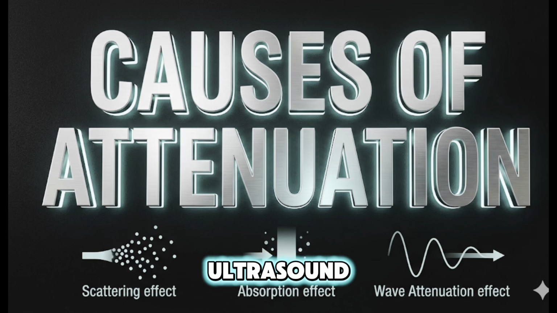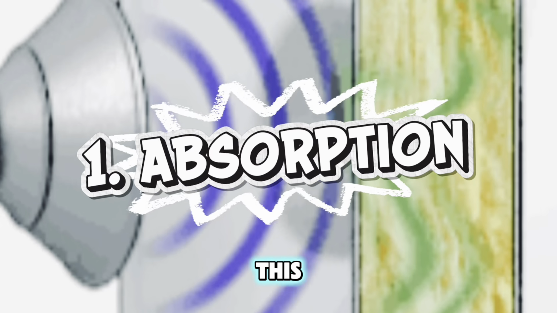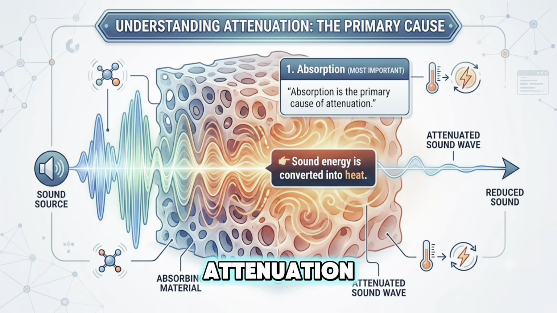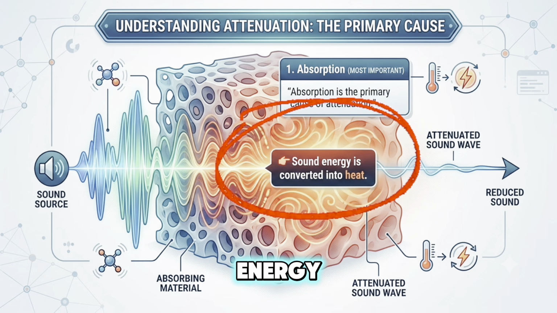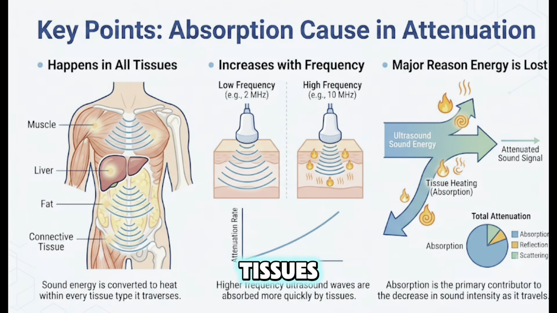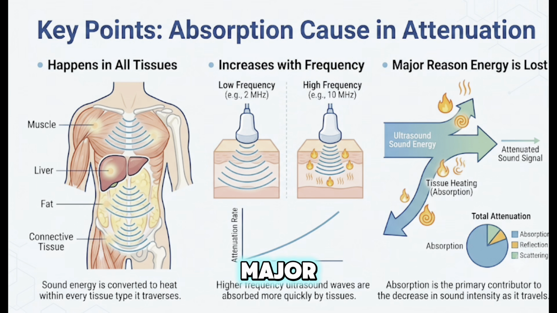In terms of ultrasound, attenuation actually happens because of three main processes. First is absorption. This is the most important and the primary cause of attenuation. Here, sound energy is converted into heat. This process happens in all tissues, especially when we increase the frequency. So this is considered to be the major reason for the energy loss.